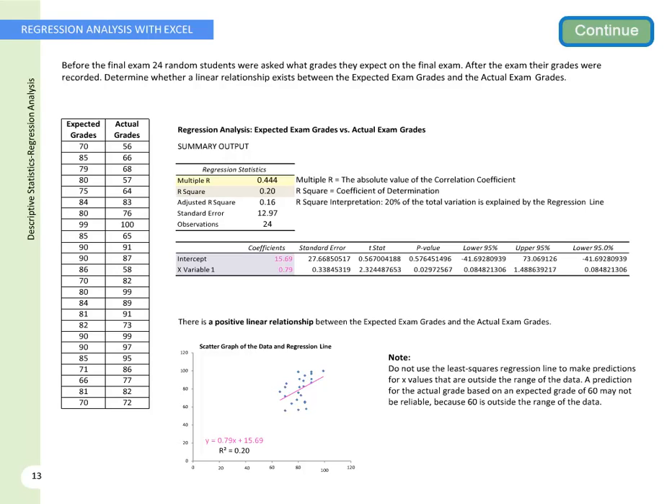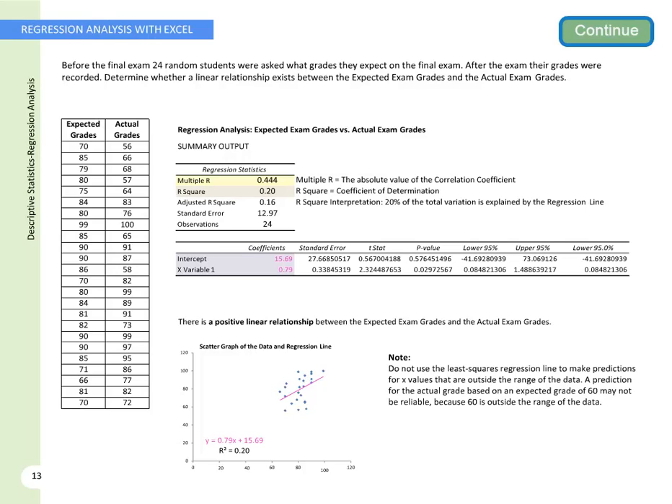The regression analysis was done with MS Excel regression analysis tool. In the summary output table, you read multiple R, which is the correlation coefficient. Multiple R or the correlation coefficient is equal to 0.444. The next item in the summary output table is R-squared, which is the coefficient of determination. The R-squared value is 20%, which means that 20% of the variation of the actual grades is explained by the expected grades. From the summary output you can also read the coefficients of the regression line. The slope of the regression line is 0.79, and the y-intercept is 15.69.